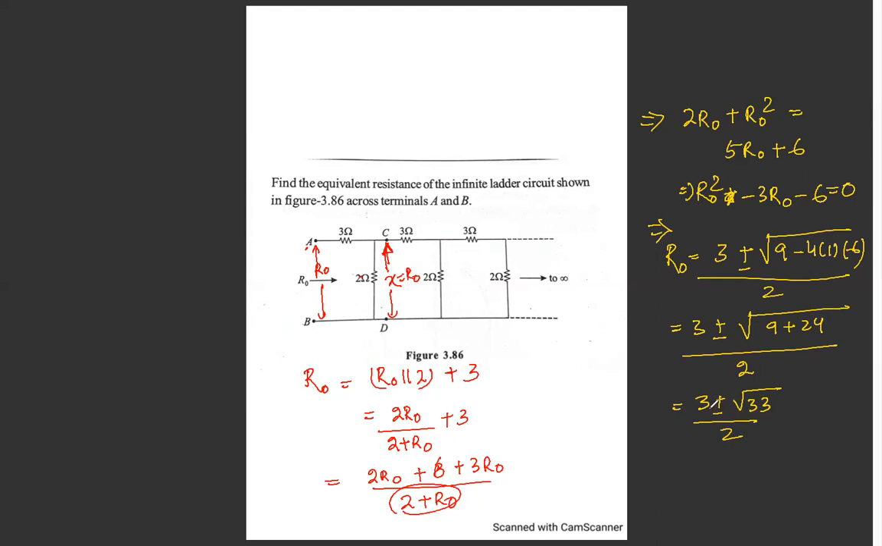So final answer, if you subtract it, 3 minus root 33, root 33 is more than 3, so you'll be getting a negative answer. So what is the accepted value of R naught? I'm writing down the answer here. So the final answer is equal to (3 plus root 33) by 2.